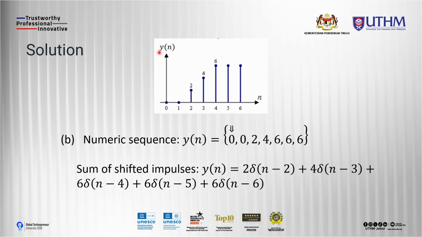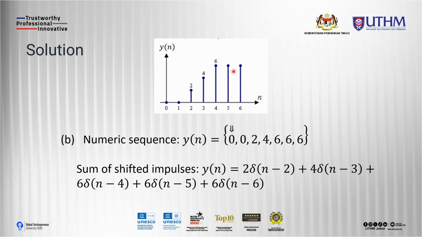Now let's look at the signal here. For signal y[n], you have the values 0, 0, 2, 4, 6, 6, 6. So for this numeric sequence, where should I start? Should I start at 2, 4, 6, 6, 6 or 0, 0, 2, 4, 6, 6, 6? The answer is 0, 0, 2, 4, 6, 6, 6. Do you know why?